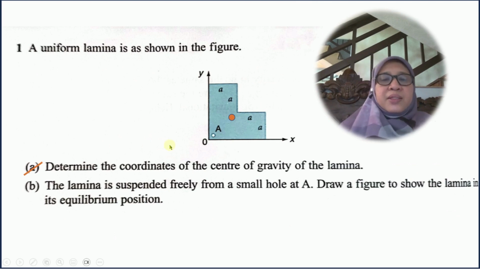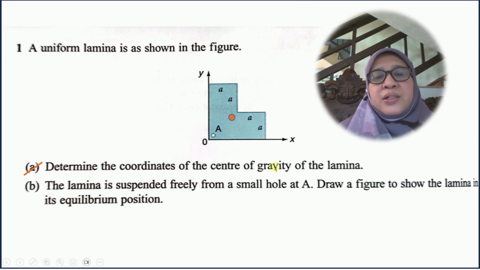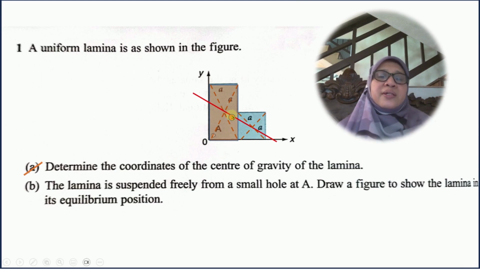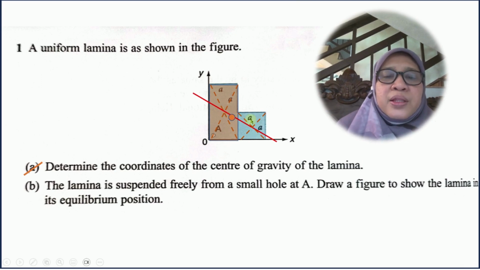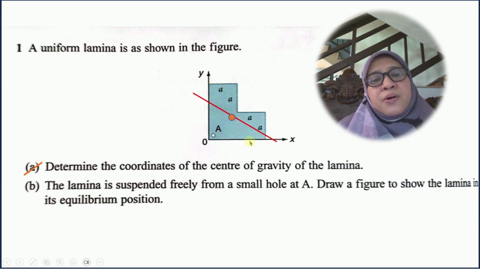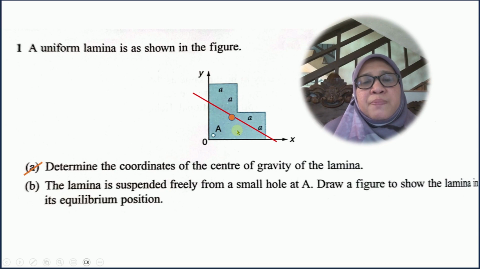Another method we can use to find the coordinates of the center of gravity: we still divide the lamina into two parts, rectangle and square. For the rectangle, we determine its center, and the square also its center, and we join the centers of both the rectangle and the square. Then we divide into another different part: this is the rectangle and the square on top.